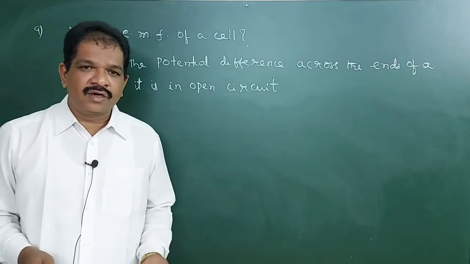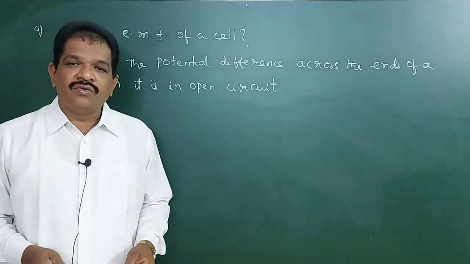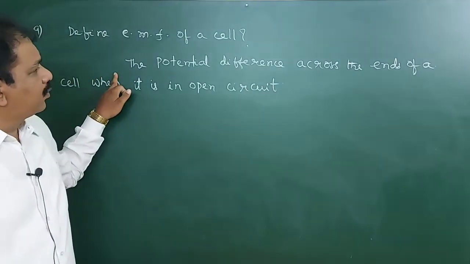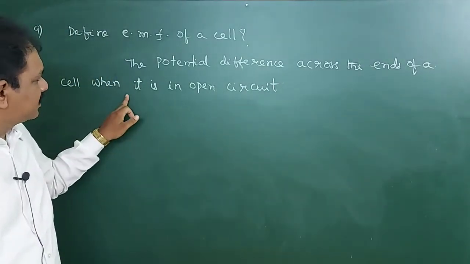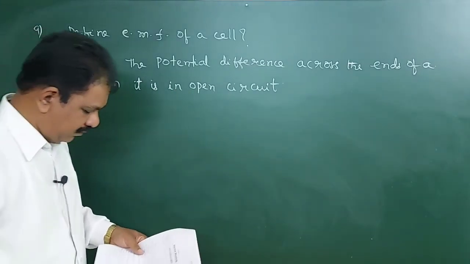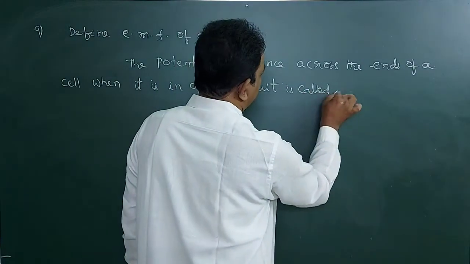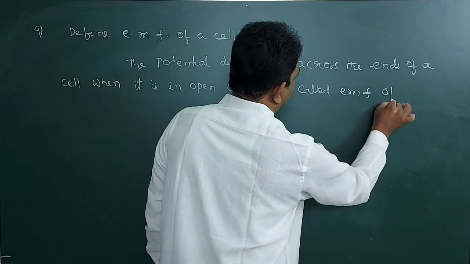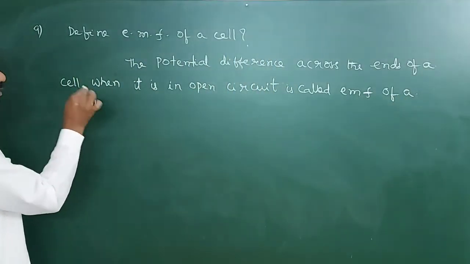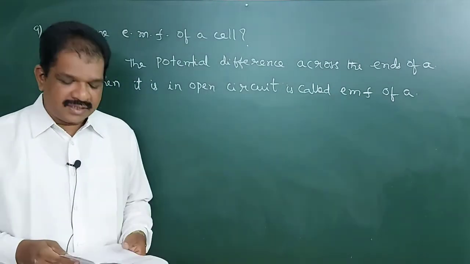The amount of work done to move a unit positive charge in a closed circuit is called the EMF of a cell, or we can write: the potential difference across the ends of a cell when it is in open circuit is called the EMF of a cell. Like this we can define the EMF of a cell.